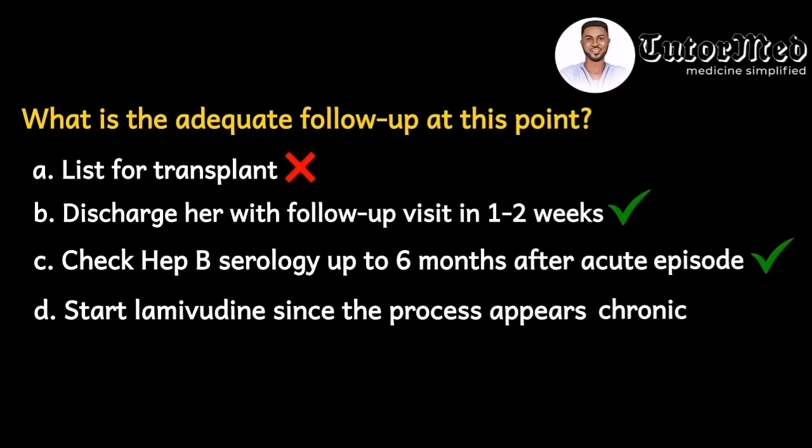Lamivudine should not be started because chronic hepatitis B by definition is the persistence of the surface antigen for at least 6 months, and the patient has only had this infection for a month, and so we do not know whether it will progress to a chronic infection or it will quickly resolve, and so there is no indication to start lamivudine.